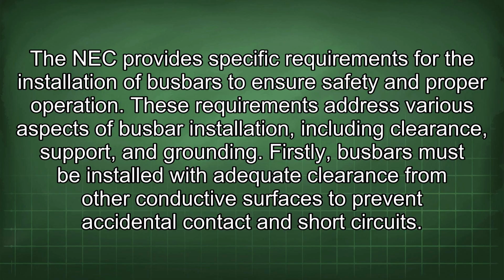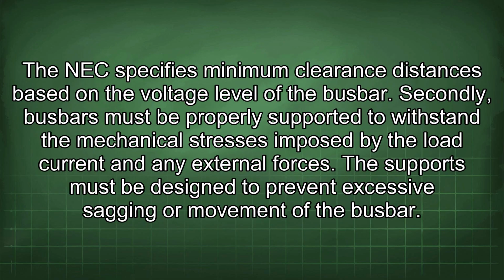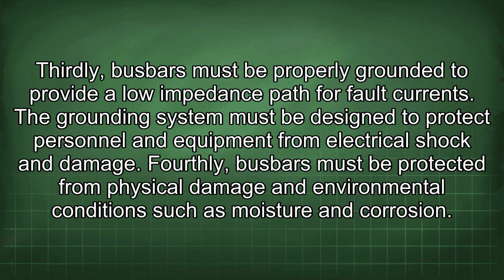Firstly, busbars must be installed with adequate clearance from other conductive surfaces to prevent accidental contact and short circuits. The NEC specifies minimum clearance distances based on the voltage level of the busbar. Secondly, busbars must be properly supported to withstand the mechanical stresses imposed by the load current and any external forces. The supports must be designed to prevent excessive sagging or movement of the busbar. Thirdly, busbars must be properly grounded to provide a low impedance path for fault currents. The grounding system must be designed to protect personnel and equipment from electrical shock and damage.